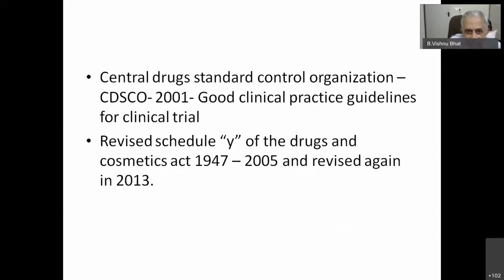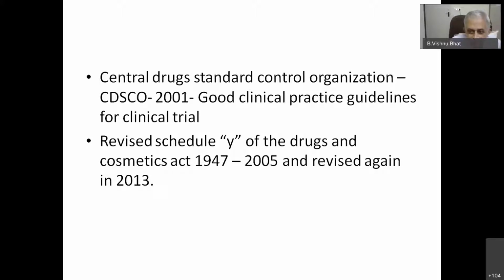Later, the Central Drugs Standard Control Organization, also called CDSCO, brought out good clinical practice guidelines for clinical trials in 2001. When you make a clinical trial, it has to be approved by the CDSCO, Drug Controller General of India. If it is not an academic trial, it has to go to the CDSCO. Even otherwise, it has to go to the ethics committee, of course.